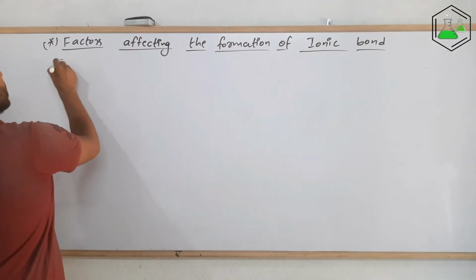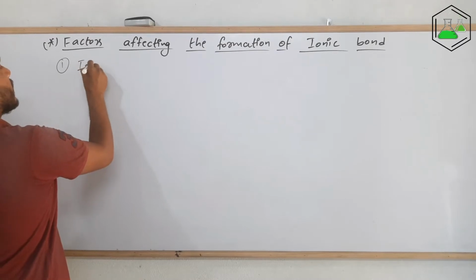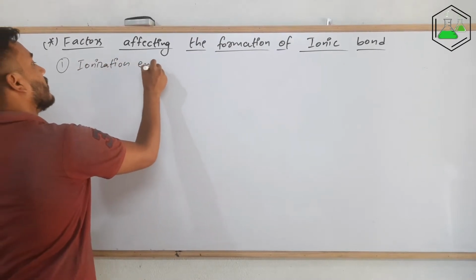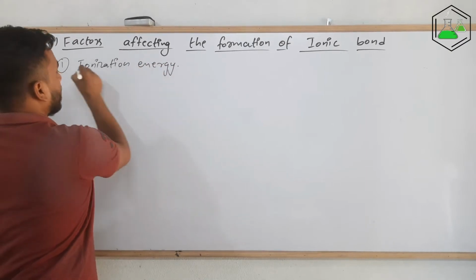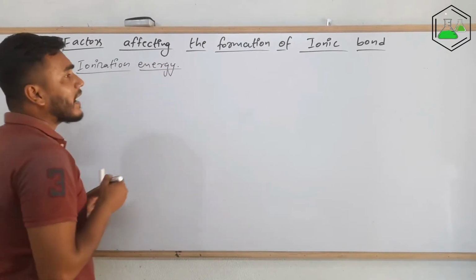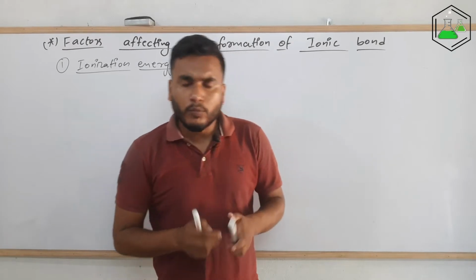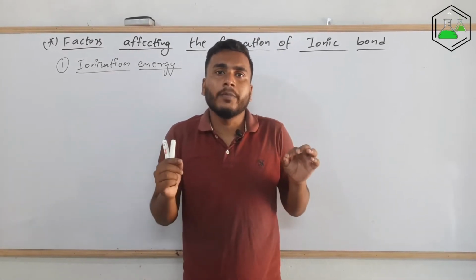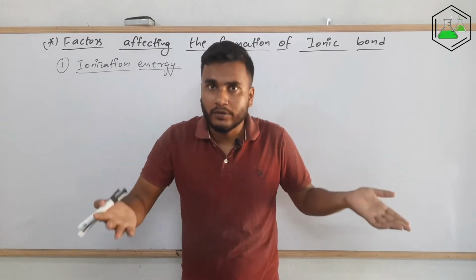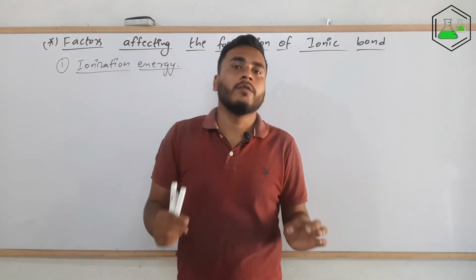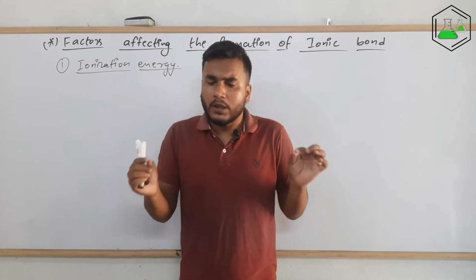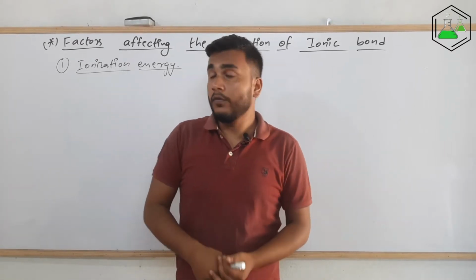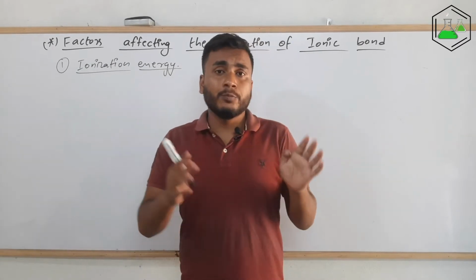The first one is ionization energy. So how does ionization energy affect the formation of ionic bond? Let's see that. We know that to form ionic bond, obviously the atoms should be converted into ions, right? There has to be some charge over there. Without the charge, they will not come closer and there won't be any force of attraction between them. So to form ionic bond, there has to be charge.